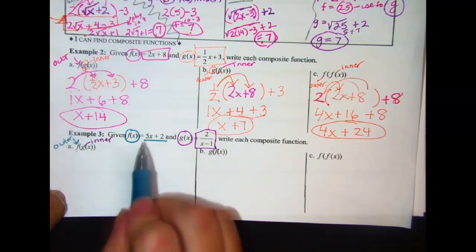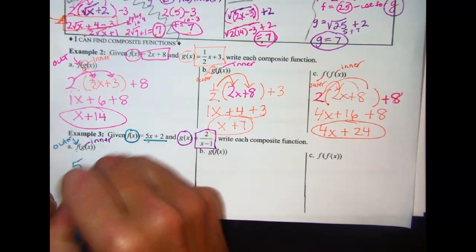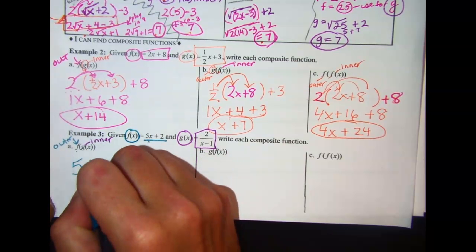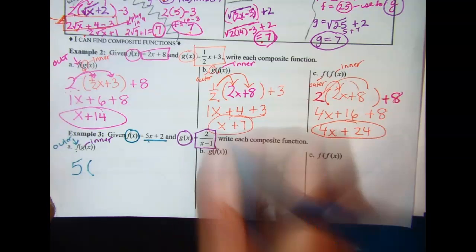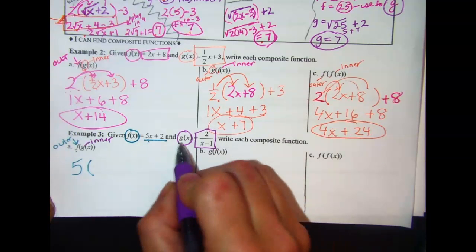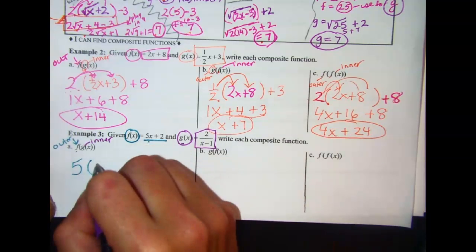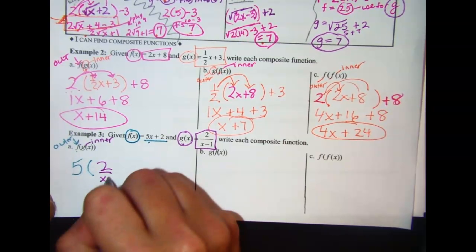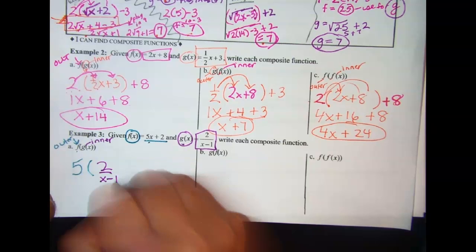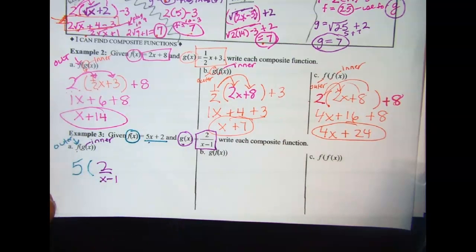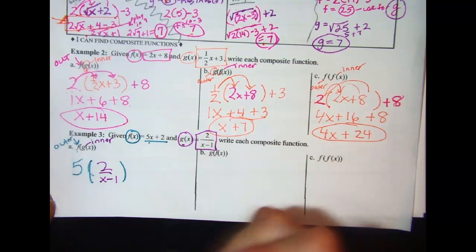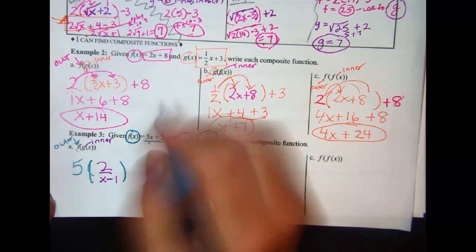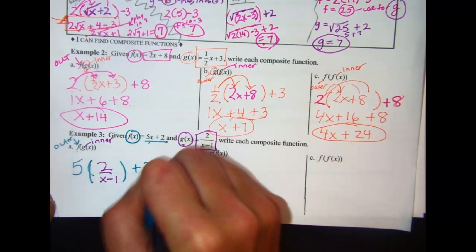Which is F. So I'm going to start with F, 5, and then for that X, I have to plug in what that G is. So it becomes 2 over X minus 1, and then I would close my parenthesis. So I have to times those, and then plus 2. So I still have to have that.